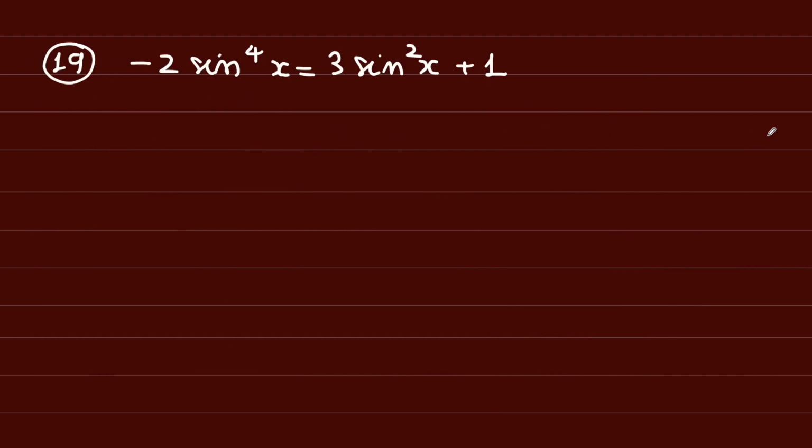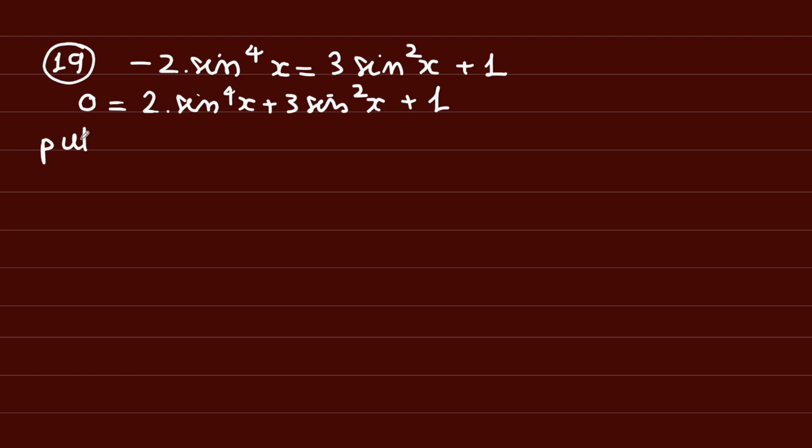You have question 19, minus sine to the power of 4h. The first step, I need to convert this from left to right. The main coefficient here is minus 2, which will become 2, and we get 2 sine to the power of 4h plus 3 sine square h plus 1. And then I will put the value of sine square h equal to y.